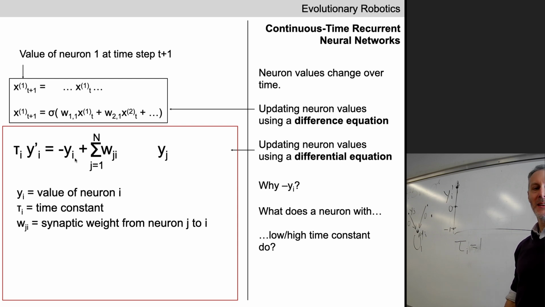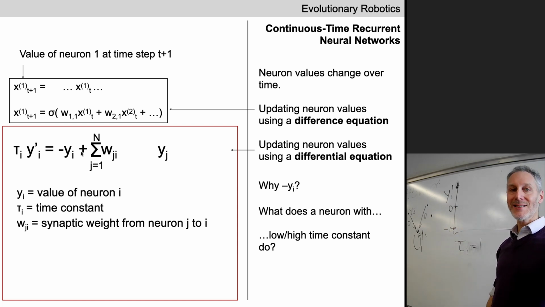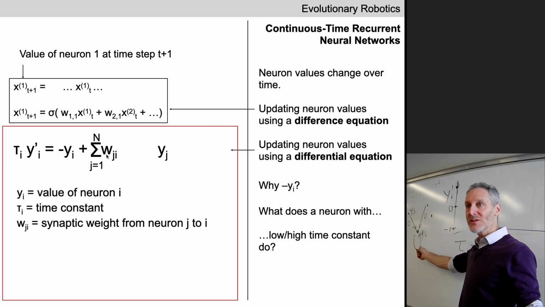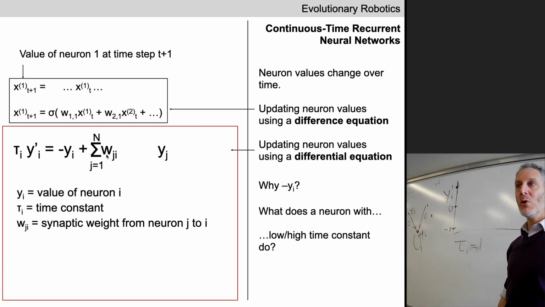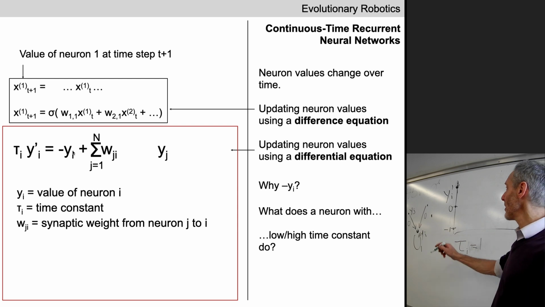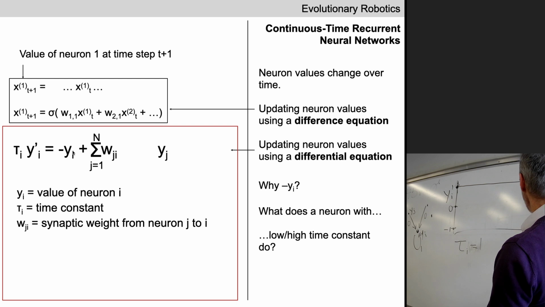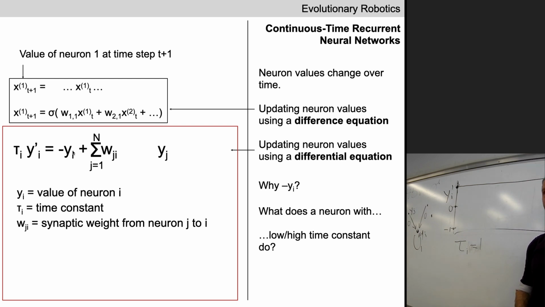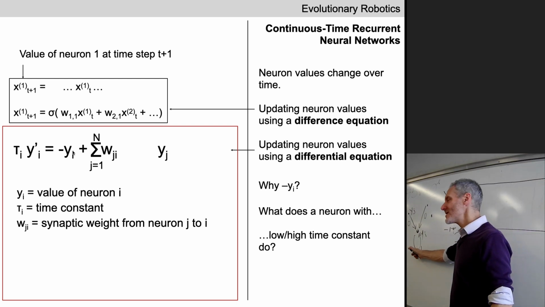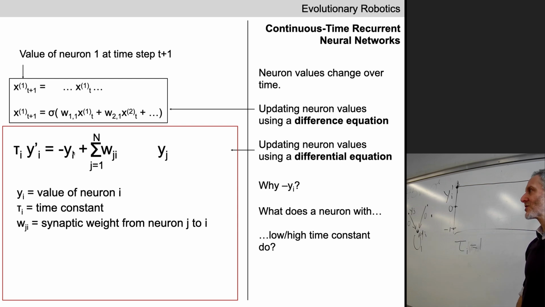So it would be 0. We know that this is minus 1 because the current value of y sub i is 1. So we've got minus 1 plus 1 times 1. Minus 1 plus 1 is 0. The rate of change of this neuron is 0. There is no change. What's going on here? What does this mean? We have a self-connection that's at 1.